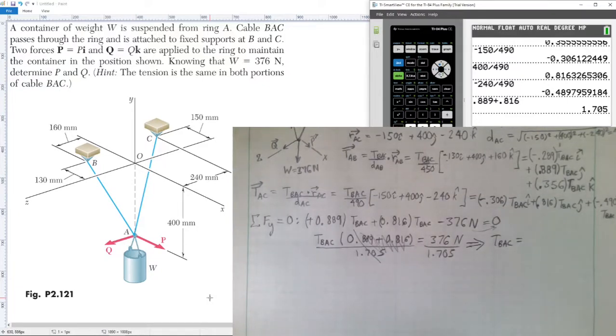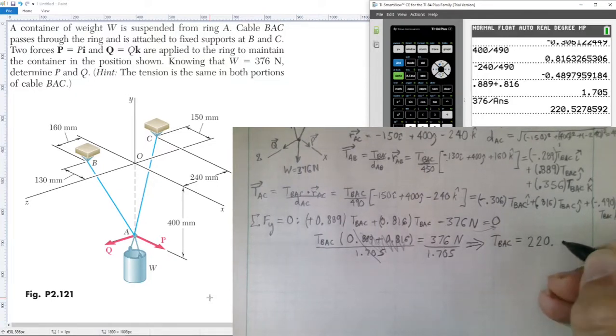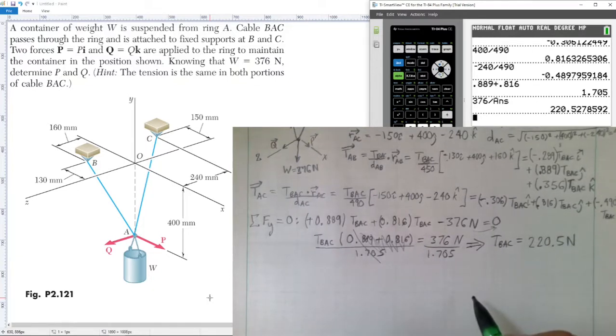So it's going to be 376 divided by this answer we just got. It's 220.5 newtons. That's the tension in cable BAC. The question doesn't ask us for that. We do need to find it in order to determine P and Q.